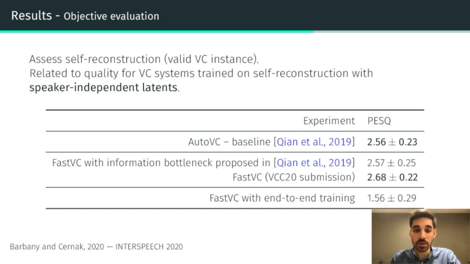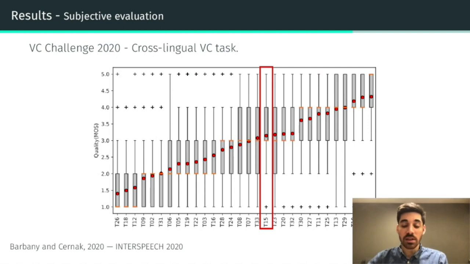We believe that this is due to the ill-posed nature of the task. The end-to-end model can learn other valid outputs that are not necessarily equal to the input. Here, we present the subjective results that correspond to the cross-lingual voice conversion task of the voice conversion challenge.